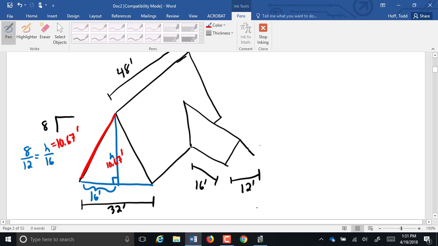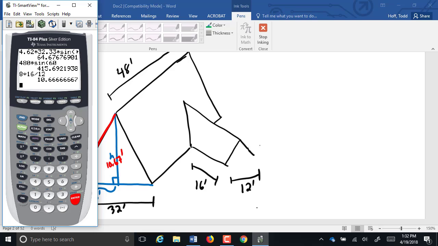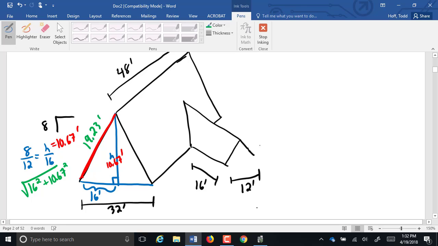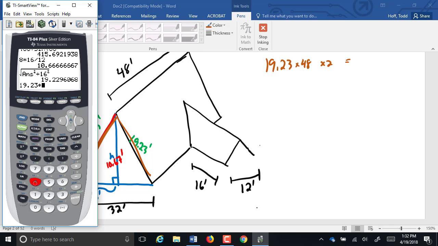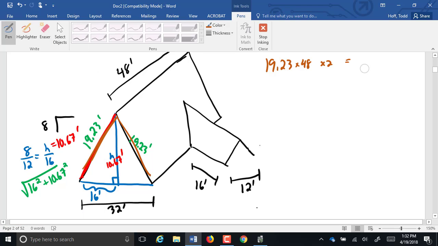So then that allows us to find this length here by doing what? Pythagorean theorem, very good. The square root of 16 squared plus 10.67 squared, that's 19.23 feet. Of course, that's the same over here, 19.23 feet, correct? So what I have is 19.23 times 48 times 2, because there's a slope here and over here. 1846.08 square feet. What that gives me is the roof area of both sides of the main roof.